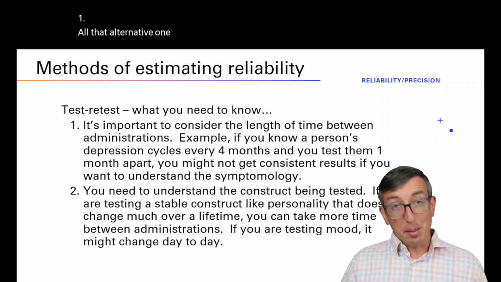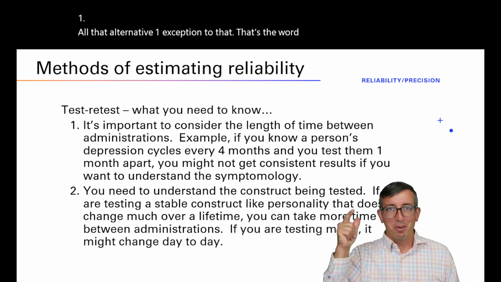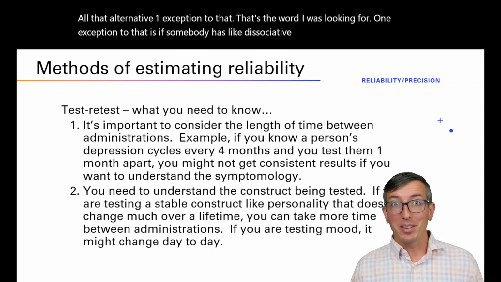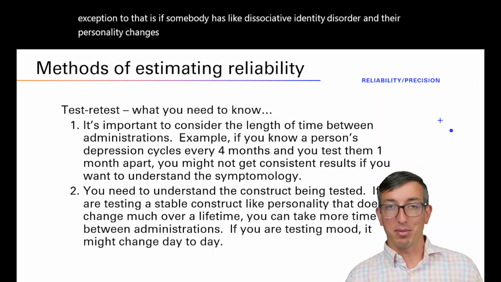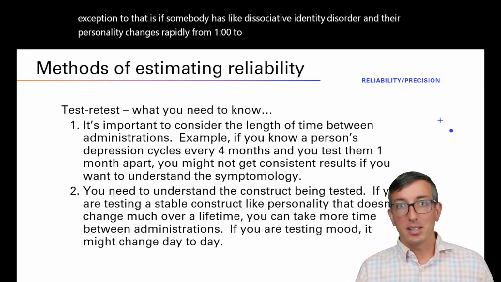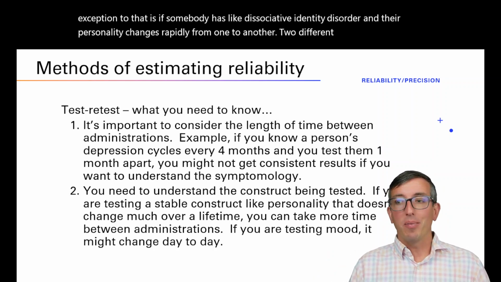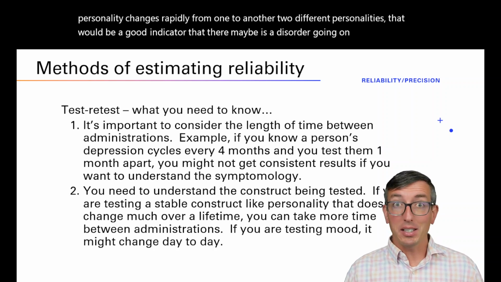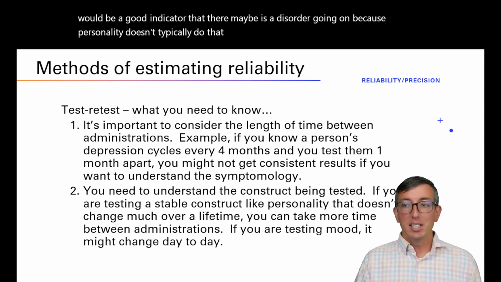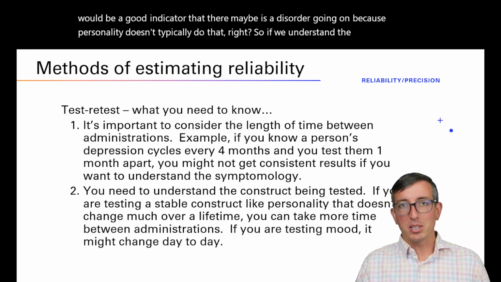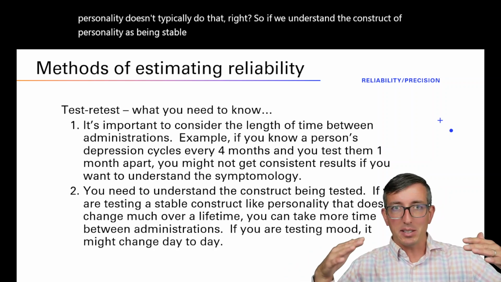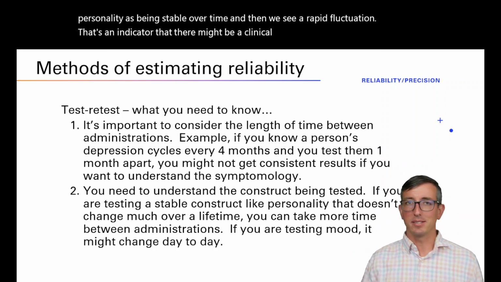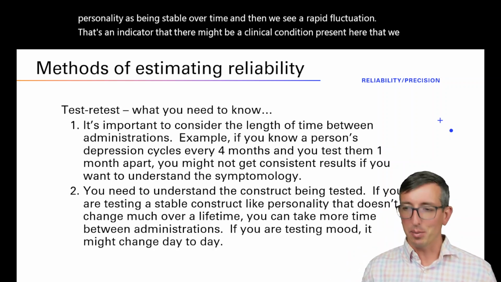One exception to that, that's the word I was looking for. One exception to that is if somebody has something like dissociative identity disorder and their personality changes rapidly from one to another, two different personalities. That would be a good indicator that there maybe is a disorder going on, because personality doesn't typically do that, right? So if we understand the construct of personality as being stable over time, and then we see a rapid fluctuation, that's an indicator that there might be a clinical condition present here that we need to pay attention to, something like that.